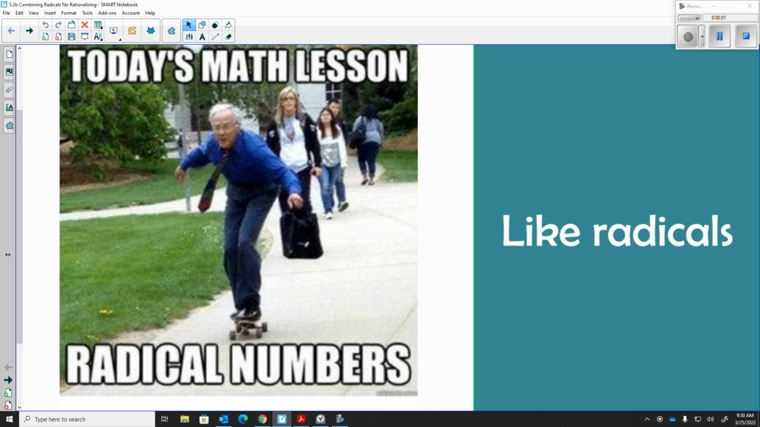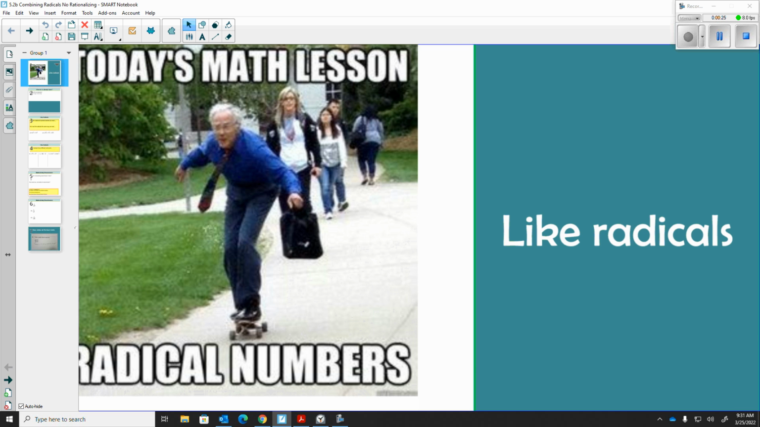These things called like radicals, and by like radicals, I don't mean like, you know... I'm talking about radicals that are alike, like the same, okay? Like the real usage of the word like radicals. That's what we're talking about. So I'll show you what that means here in a second, but before we do that, let me ask you a question.